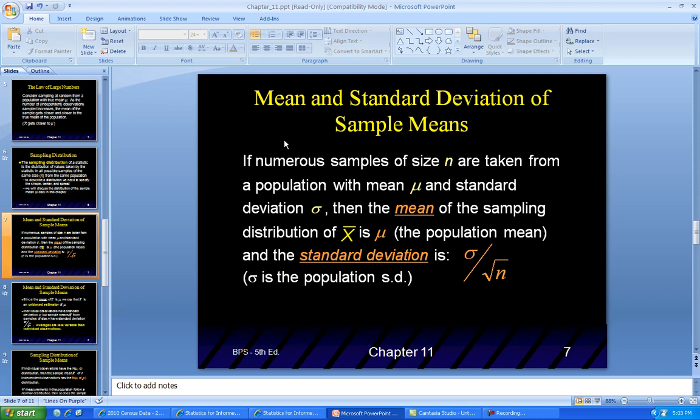Now, the mean and standard deviation of sample means is a little bit different here. If numerous samples of size n are taken from a population with mean mu and standard deviation sigma, you take a lot of samples of size n, then the mean of the sampling distribution of x bar is mu. And the standard deviation is sigma divided by the square root of n, and that's the standard deviation for the sample means.